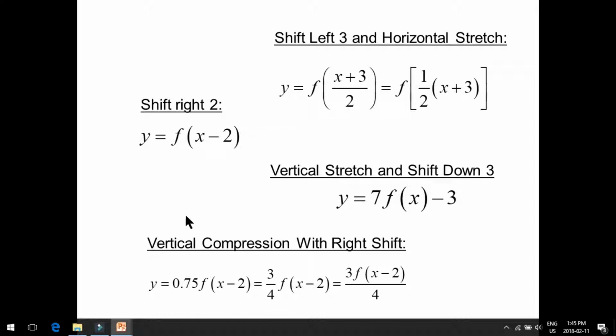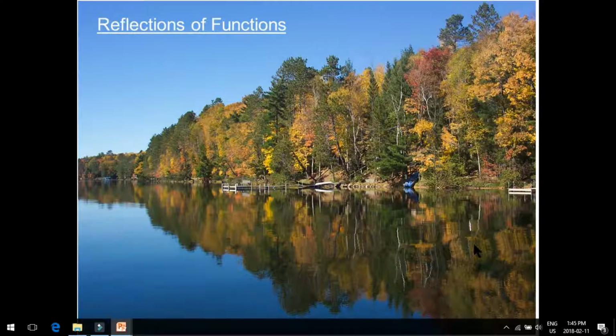We need to be totally used to what we've been doing lately in math class with functions. Let's proceed to today. We'll do reflections.